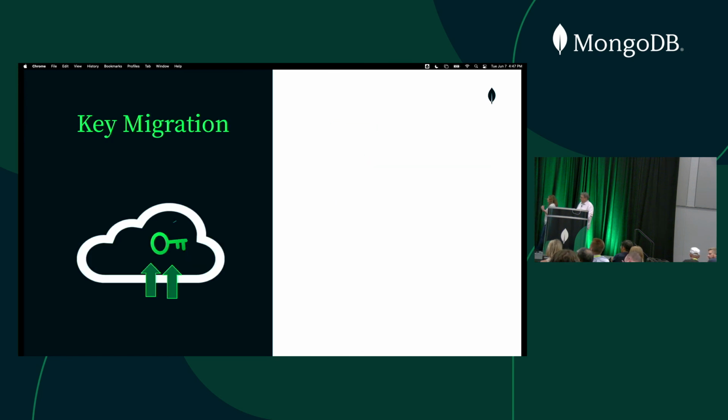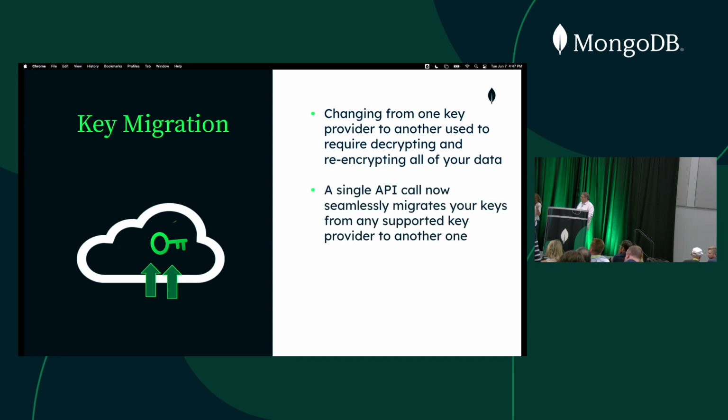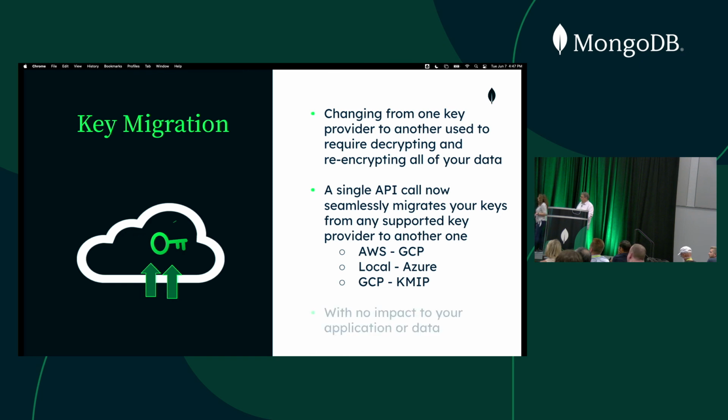The next one is key migration. Ken touched on that. That's the ability to change the key provider from one to another. With a single API call, again seamlessly, you can go between AWS and GCP, for example, or from a local key to Azure, or GCP to KMIP, with no impact to your application running or your data.